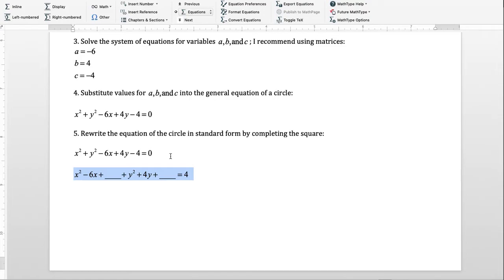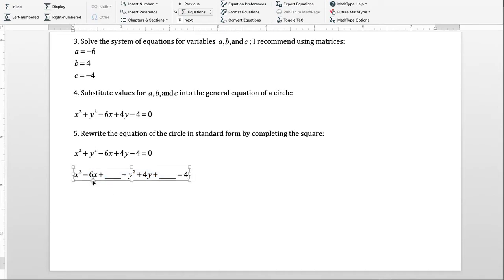We need to fill in those blanks so that we can complete the square, so that we can turn this into a perfect square factor. X squared minus 6x plus something, those three pieces will be a perfect square trinomial. Y squared plus 4y plus something would be a perfect square trinomial. And we saw last week, we're going to take that coefficient of the linear term, divide it in half, square it, and add that value.